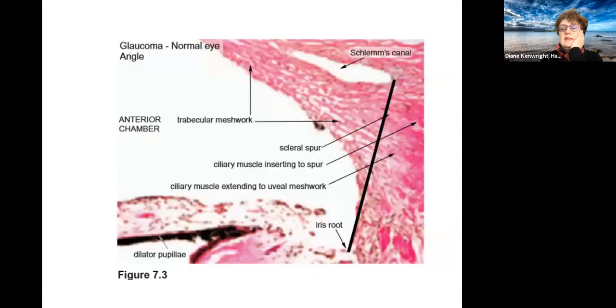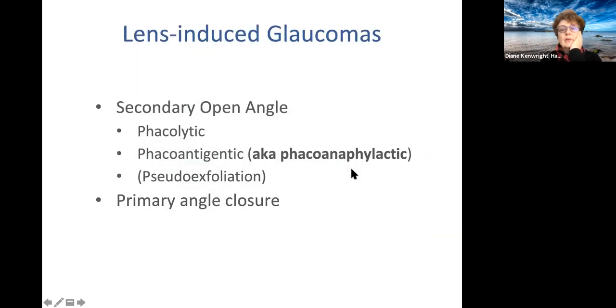Let's look at the front of the eye. Remember, we've got lots of things happening in the front of the eye. I'm sure you're pretty up with the normal anatomy, but I want you to look in particular at the relationship of the iris root and the trabecular meshwork, because one of the commonest things we're going to get is anterior synechiae. So it should be well behind where the trabecular meshwork ends. Right, lens-induced glaucomas.